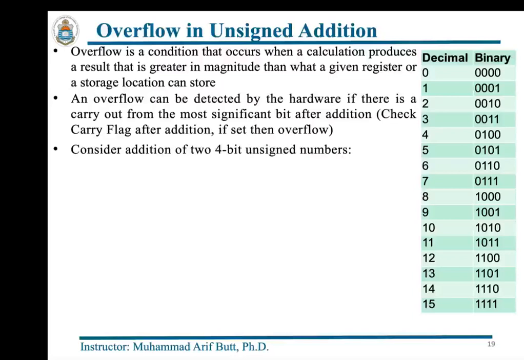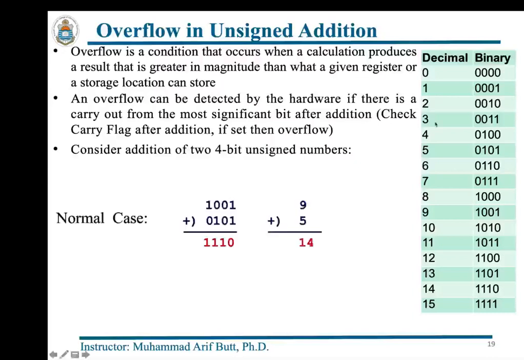Let us say that to keep things simple, we talk about 4-bit unsigned numbers. And let's suppose there is this 9 in binary and this 5 in binary. We add these two numbers, we get 14, and this is 14 in binary. So is this an overflow? Of course, this is not an overflow. You can see that this 1110 is 14 over here. So this is not overflow.